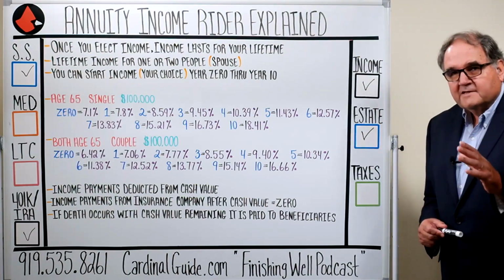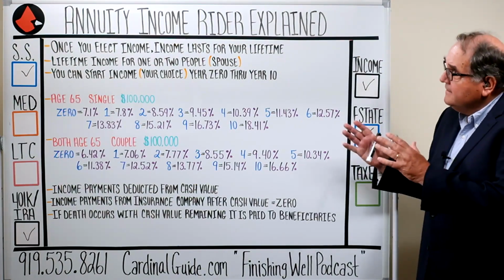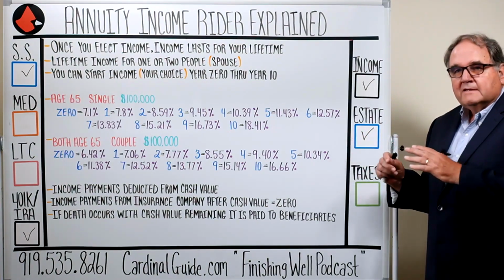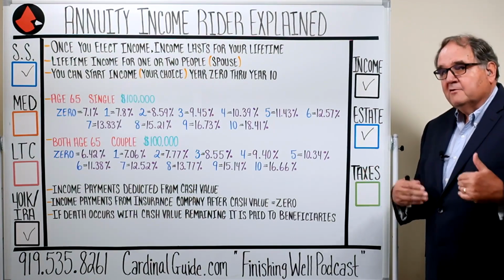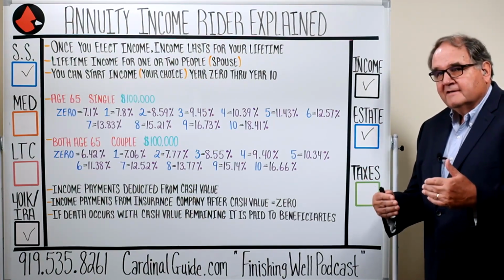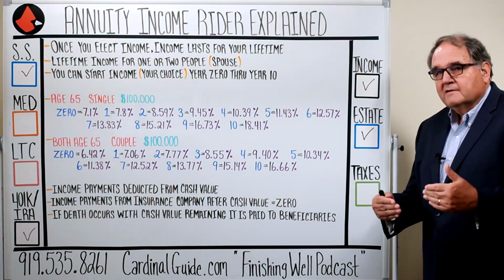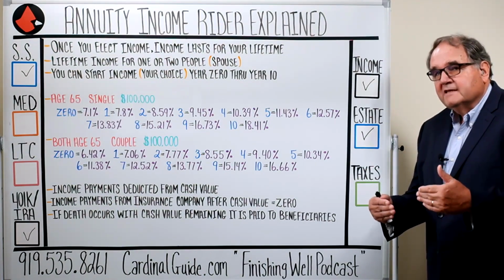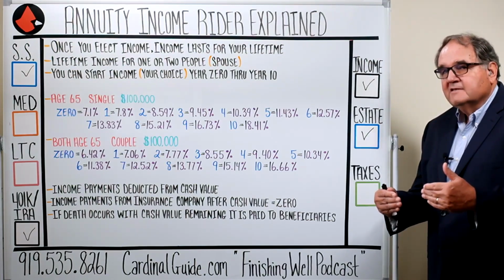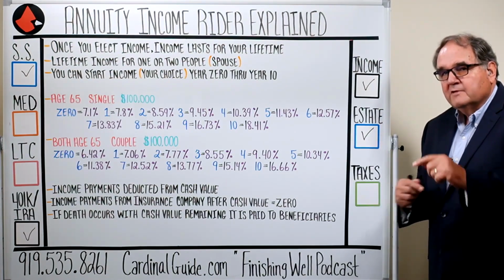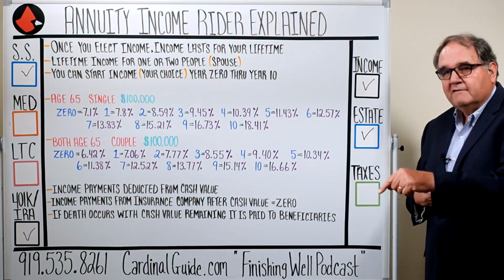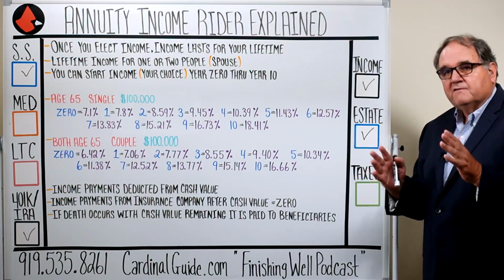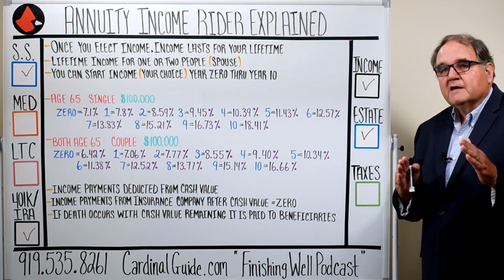Okay, so today's Cardinal lesson is titled Annuity Income Rider Explained. It sounds pretty simple. You put a rider on an annuity policy, and then that rider gets you an income. And once the income starts, it's guaranteed to pay you the amount of the income for the rest of your life. So what we wanted to do today is just focus on the annuity income rider.